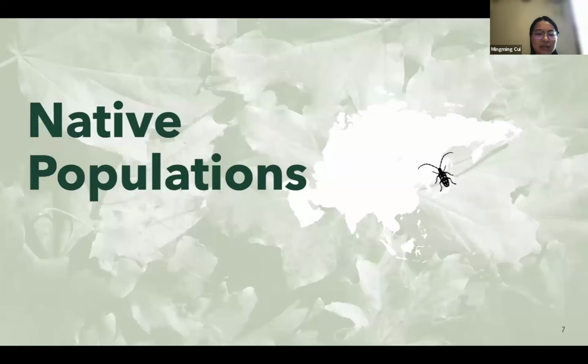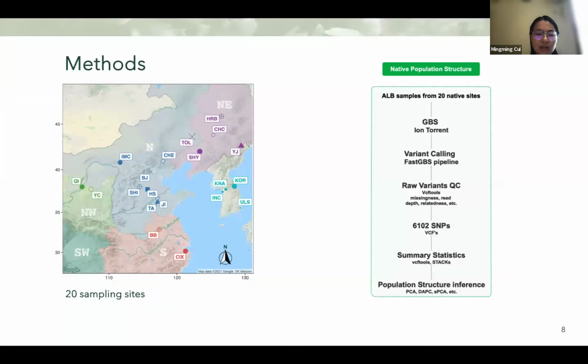First, let's look at only the native populations, as a clear-cut population delimitation is necessary for identifying the source of invasion. We collected samples across its native range, including 20 locations spanning 4 major geographic regions in China, namely the North, Northeast, Northwest, and the South. We sequenced the genomes of these native populations using genotyping by sequencing technology.